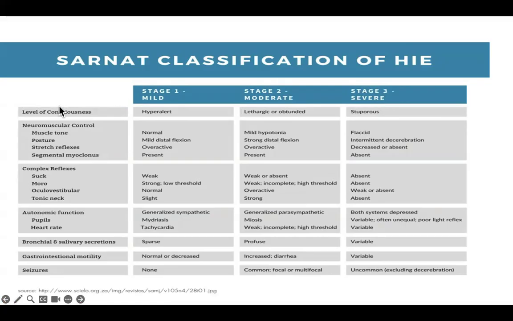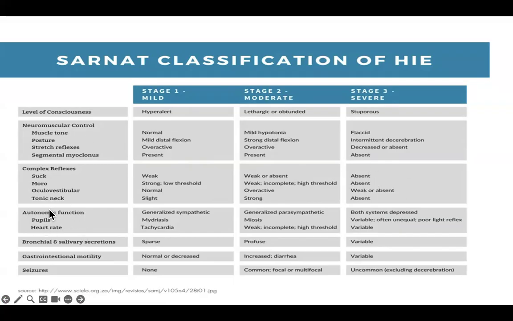Then we discussed the tone, posture, and the reflexes. So you can see that in the mild stage, the tone and posture are generally normal, but in stage 2 and stage 3, they are getting hypotonia. Neonatal reflexes in the mild stage could be either weak or normal, but in moderate stages, they are weak, and in the 3rd stage or severe stage, they are absent.